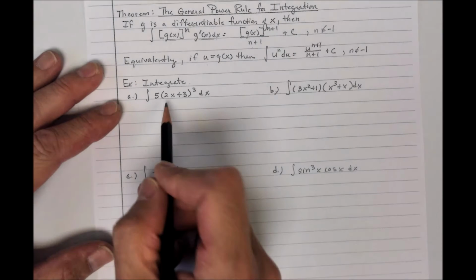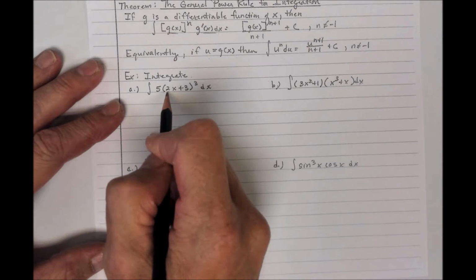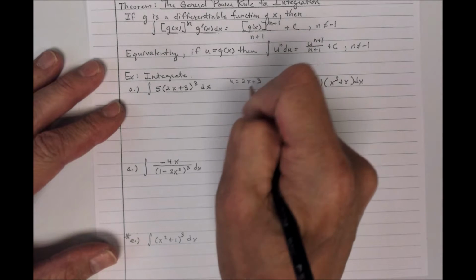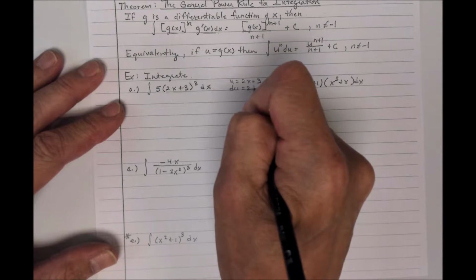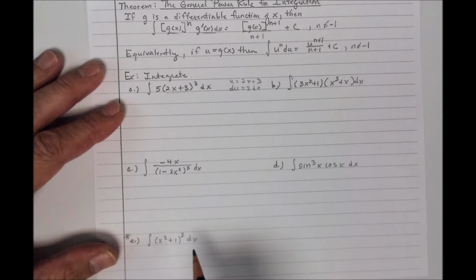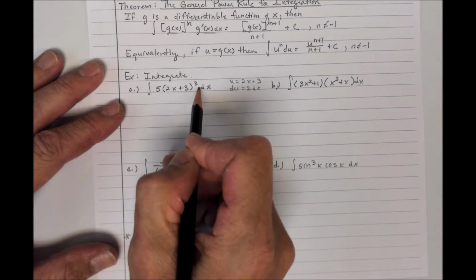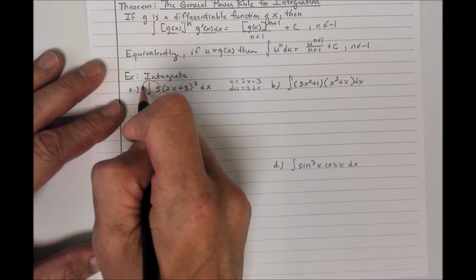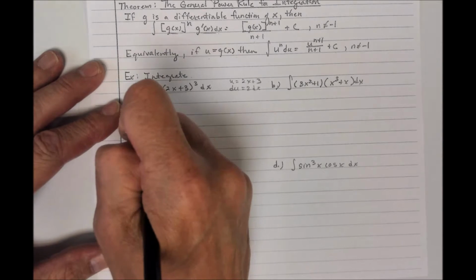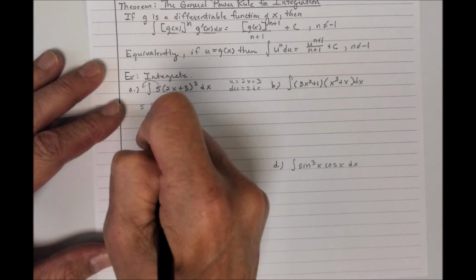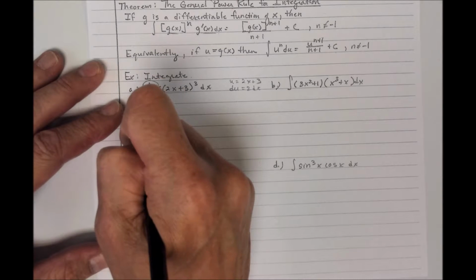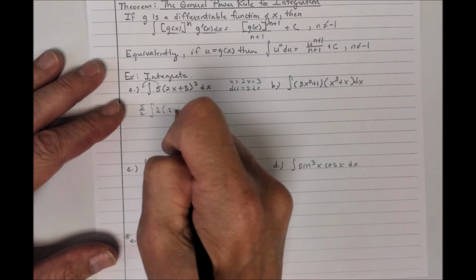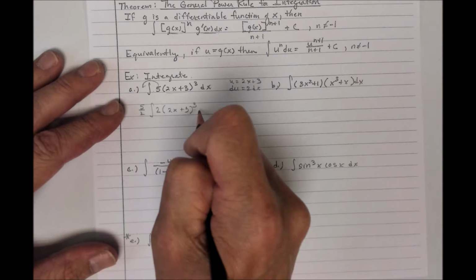Okay, this first guy. This is my u, 2x plus 3. My du would be 2 dx. I don't have a 2 dx, I have a 5 dx. So I finagle the constant. I'm going to bring the 5 out in front, but I still need the 2 there. So I got a 5 out in front. I'm going to put the 2 there, so I'm going to put a half out in front. So that's 5 halves the integral of the quantity 2x plus 3 to the 3rd power dx.